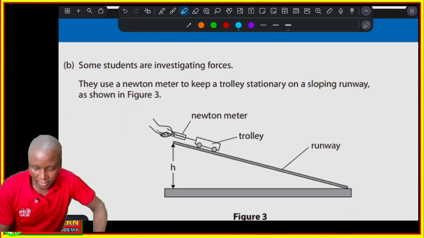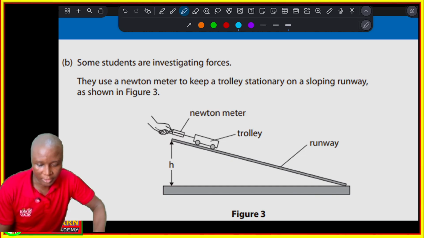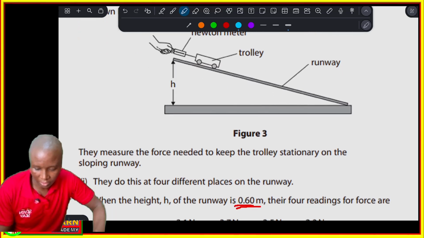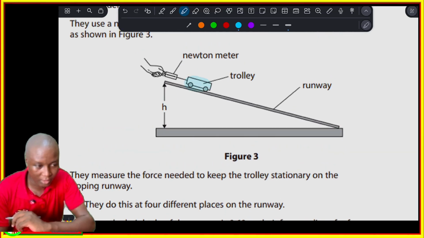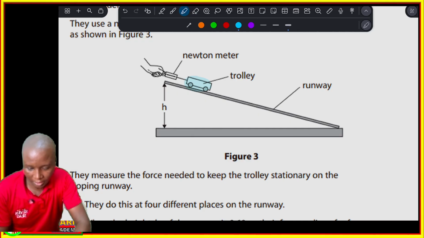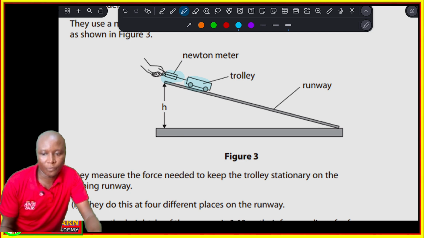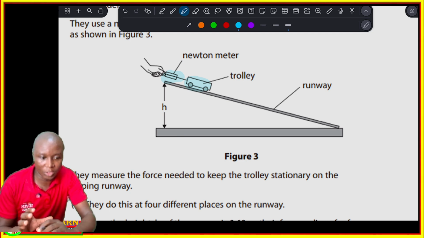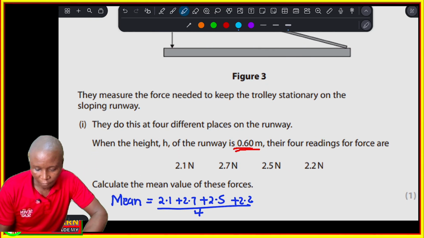Some students are investigating forces and they use a Newton meter to keep a trolley stationary on a sloping runway as shown here. The trolley is kept stationary at that point, and the force meter indicates the amount of force required to keep it stationary at that given point.